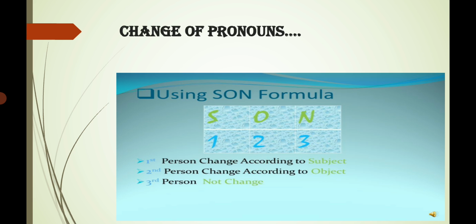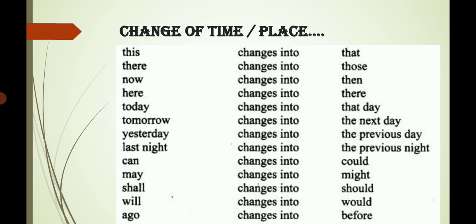Moving forward, our last rule, change of time and place. You can see here is a picture of changes. There are some certain words that we have to change while changing a direct sentence into an indirect sentence. You can see that this will change into that, these will change into those, now will change into then, here will change into there. Okay, so these are all the changes.